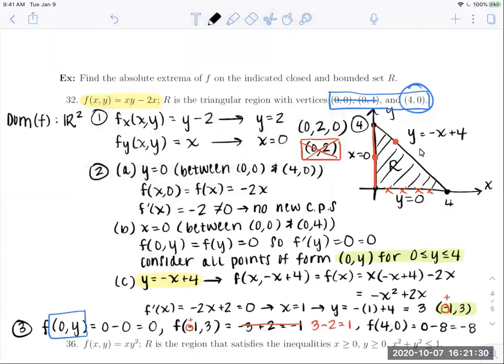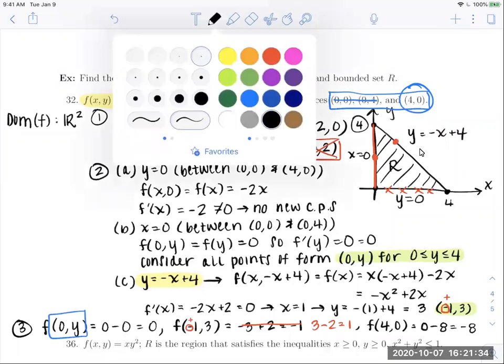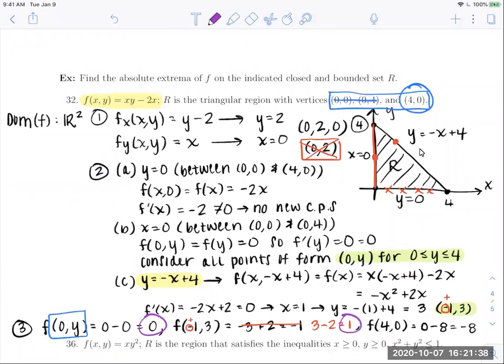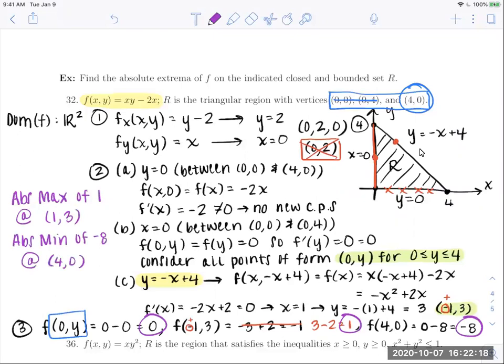All right, so now take a look at the 3 values you got out. Let me circle those values in purple. We got out 0, we got out 1, and we got out negative 8. The largest value serves as your absolute max. The smallest value serves as your absolute min. So let's just conclude this. I'll write it in the margin here in purple. We have an absolute maximum value of 1, and that occurred at the point 1, 3. And we have an absolute min of negative 8, and that occurred at the vertex 4, 0. All right, so don't forget about those vertices. They're so important because they are places at which that function could take on a max.